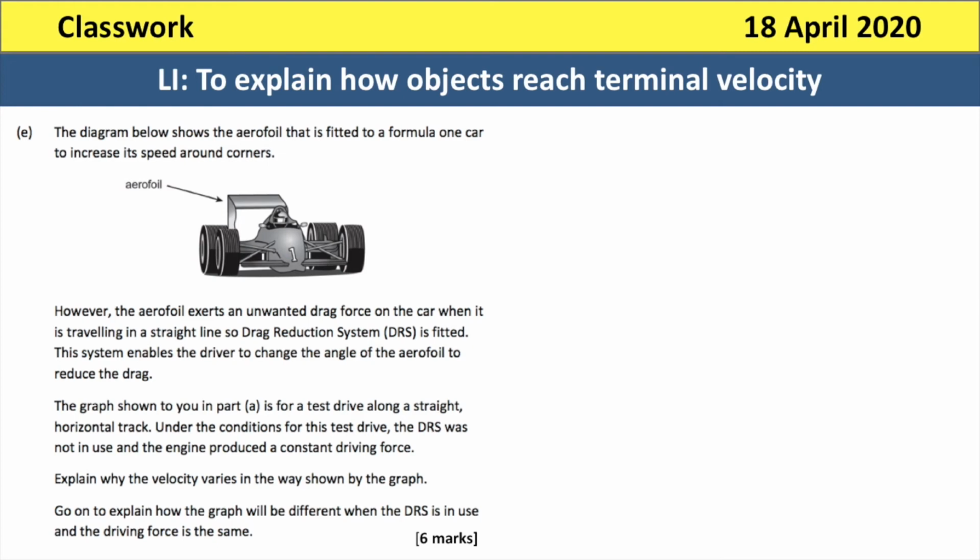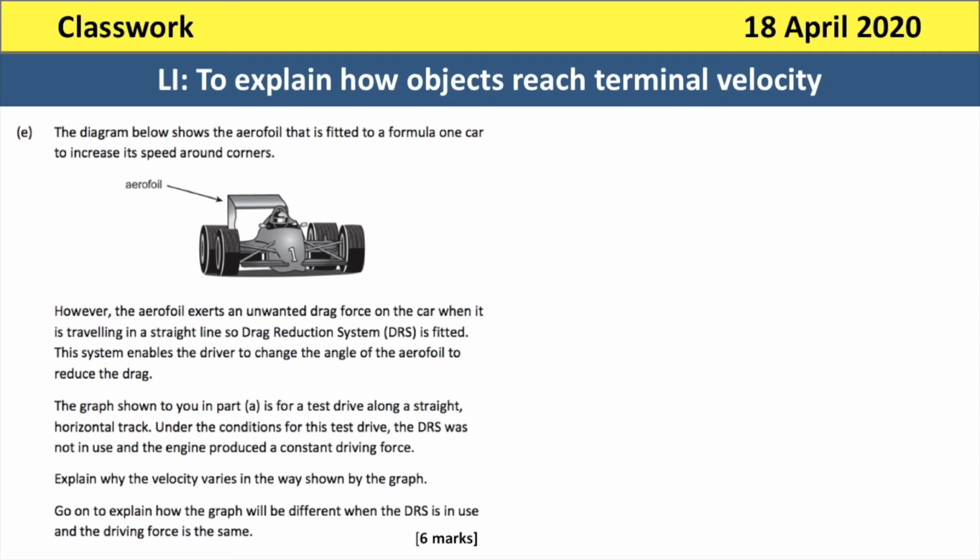The graph shown to you in part A, which we looked at earlier, is for a test drive along a straight horizontal track. Under the conditions for this test drive, the DRS was not in use and the engine produced a constant driving force. Explain why the velocity varies in the way shown by the graph, and then go on to explain how the graph will be different when the DRS is in use and the driving force is the same. So, to break that down, there are two parts to the question, the last two paragraphs there.